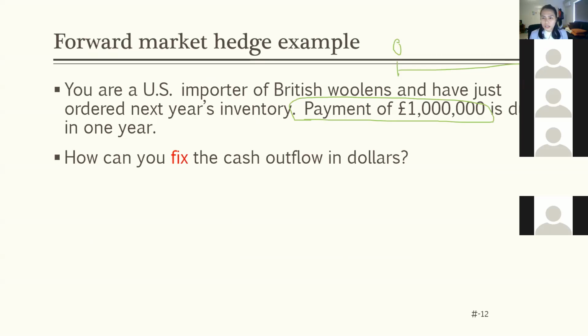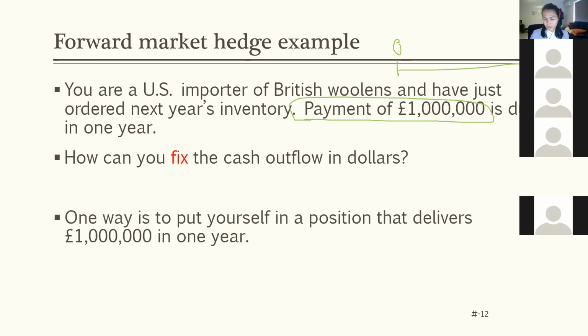So in this case, if I want to eliminate all exchange rate uncertainty, I'm going to think about fixing the cash flows in the dollars, okay? So I want to know how much I'm going to pay in terms of the dollars. So as we discussed before, one way to fix the cash flow is to put yourself in a position where you deliver the £1 million in 1 year's time, okay?